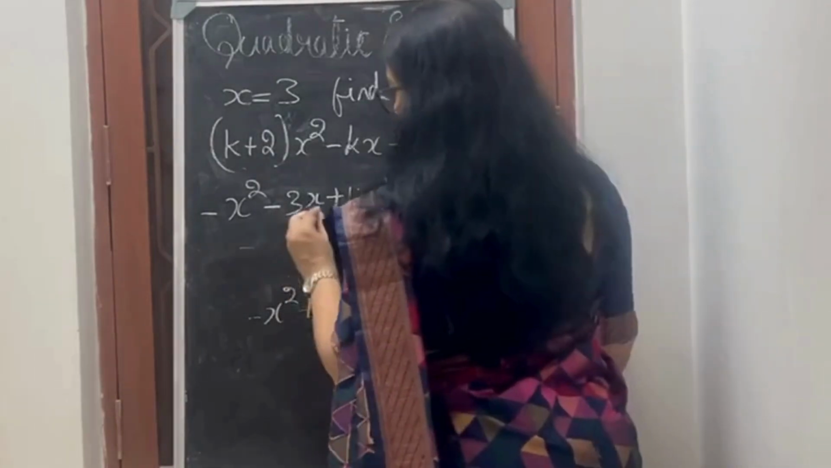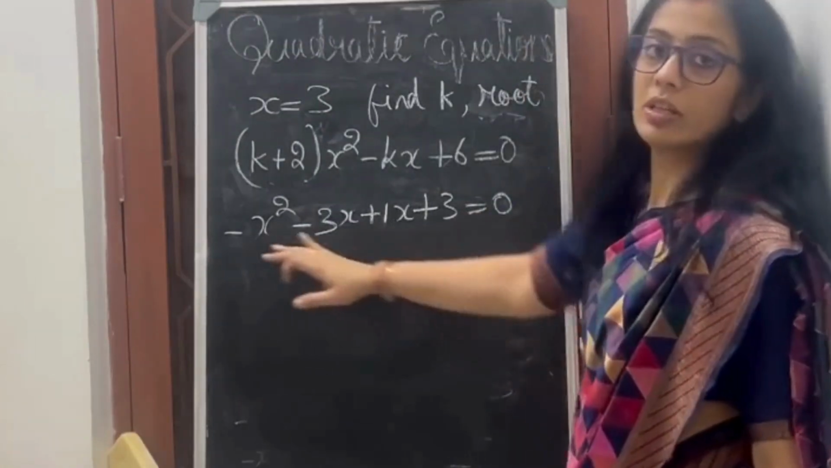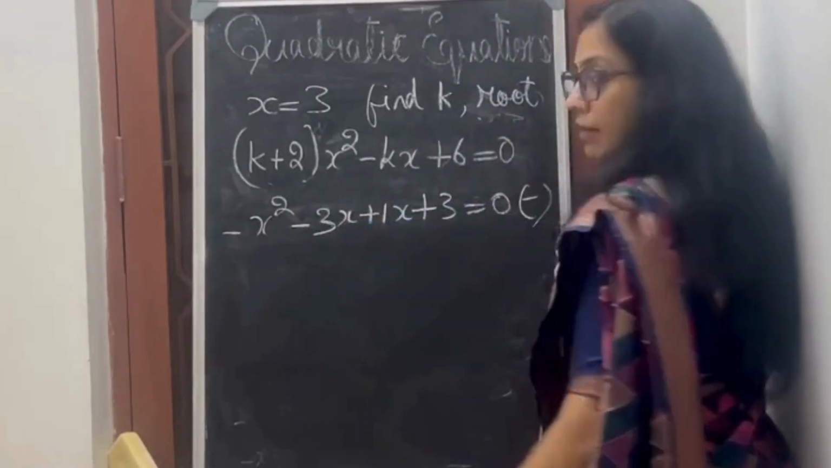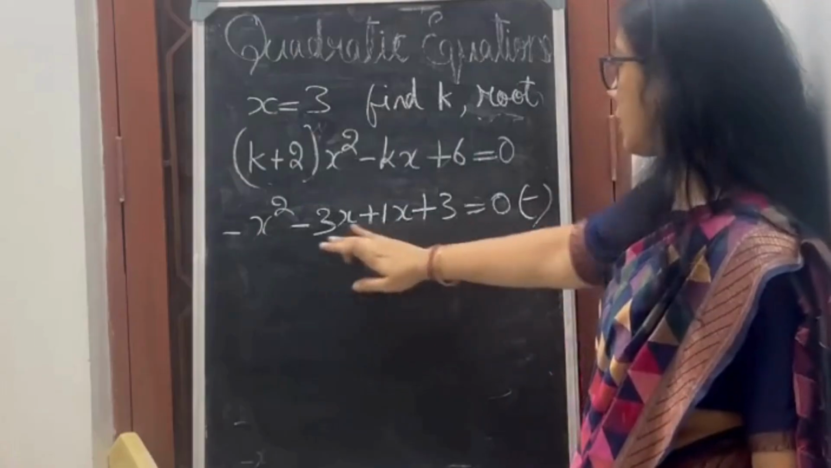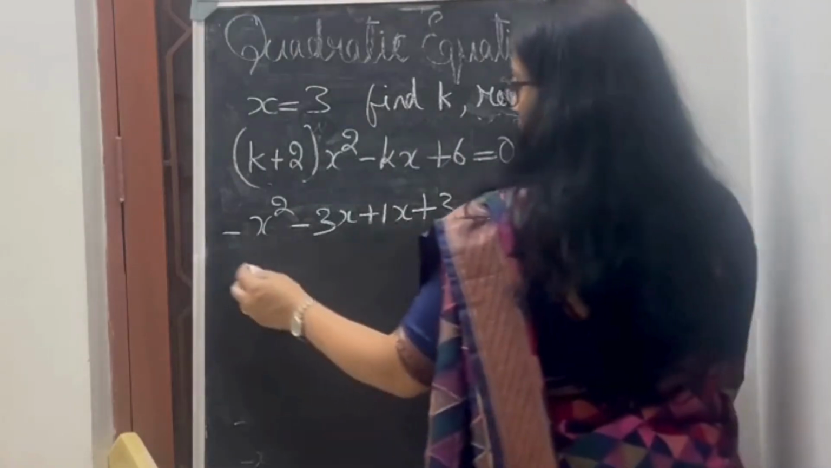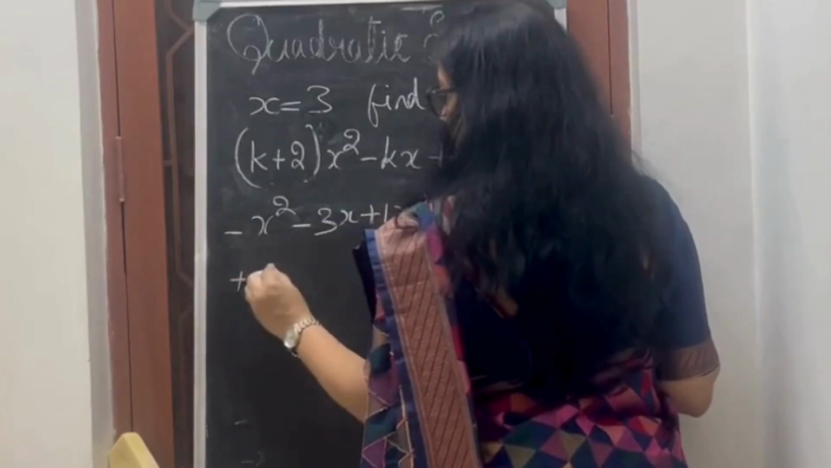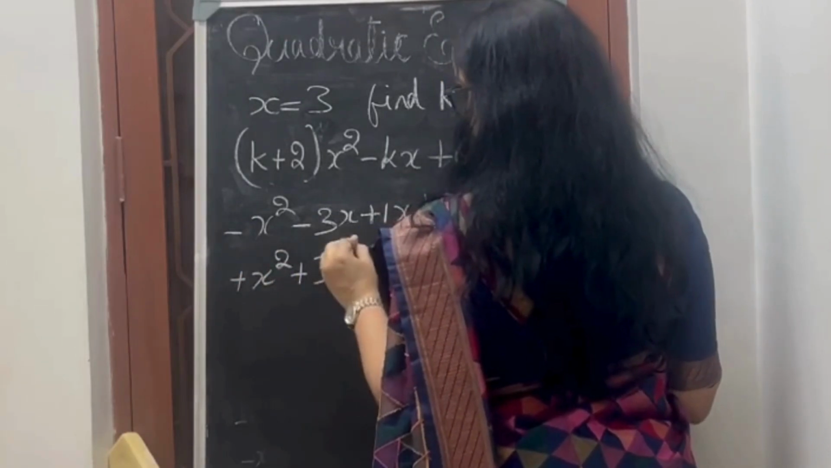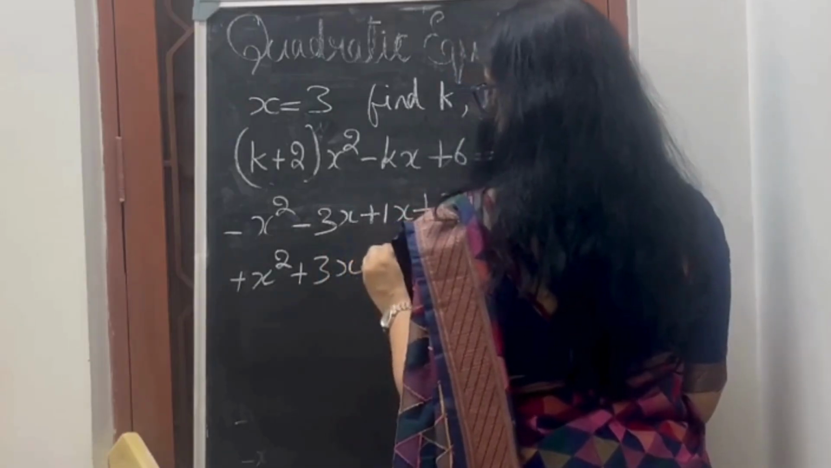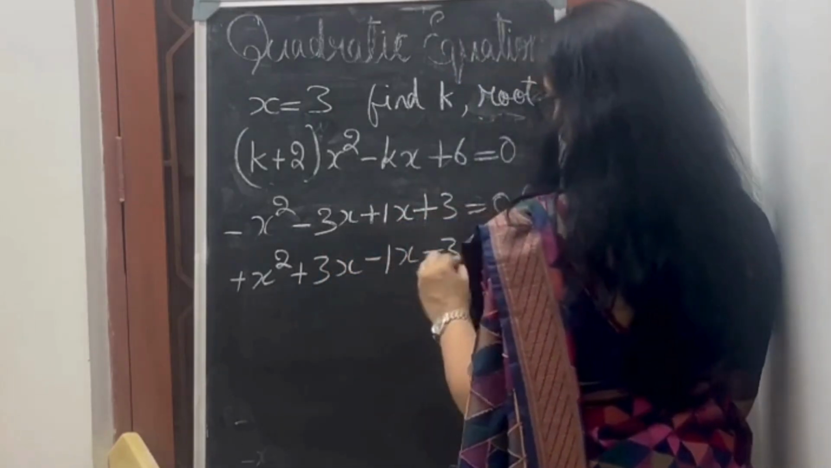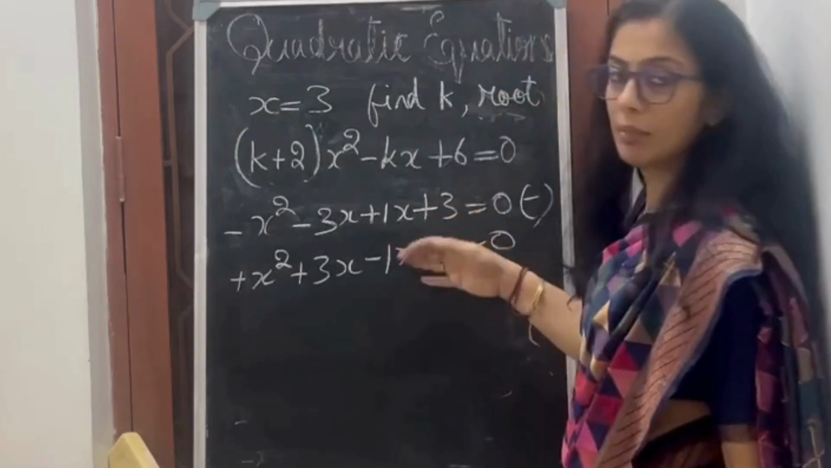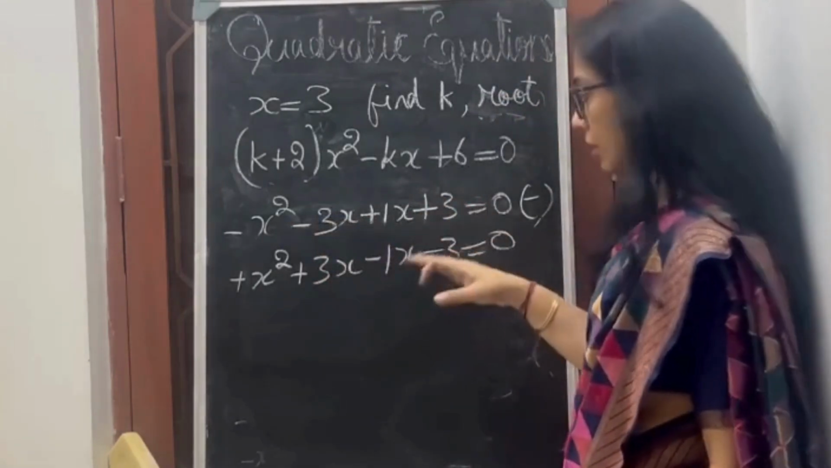Okay. Now the complete equation, I am multiplying with minus sign to change the equation. So it will become plus x square plus 3x minus 1x minus 3 equals 0. Okay. This step I could have done before factorizing also. Okay. I have done it here.